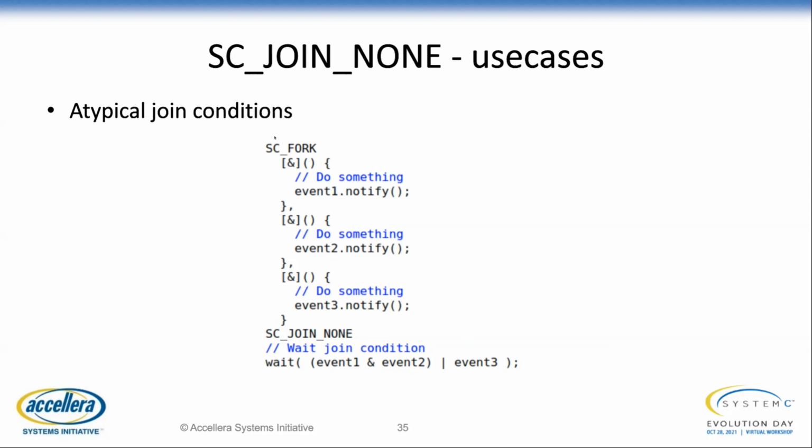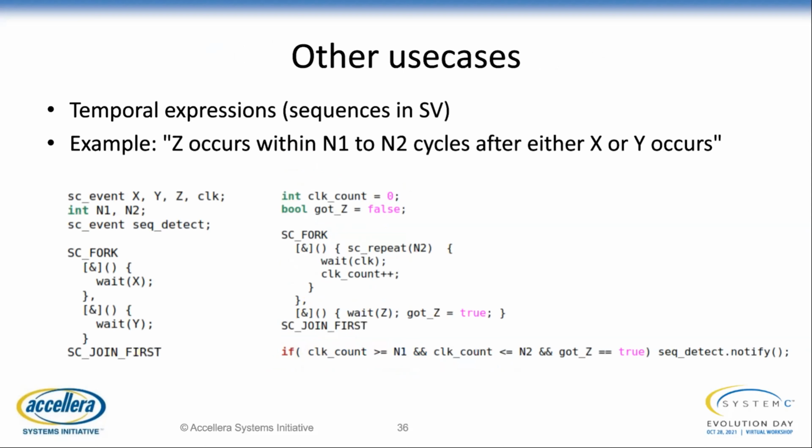And in this example, let's say you spawn three threads. At the end of each thread, you emit an event to notify that it has finished. And then you can code the join conditions as an event expression, for example, or some other way. So join none, I guess it's the default way to spawn threads and make up your own join condition. Another interesting use case is temporal expressions, or as they are called in SystemVerilog, sequences.